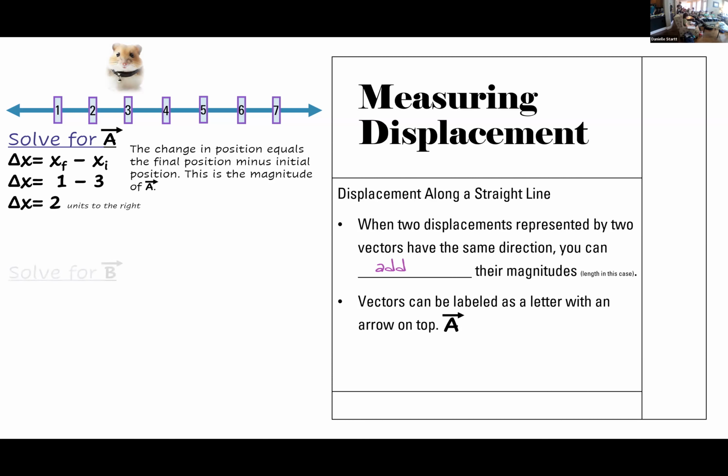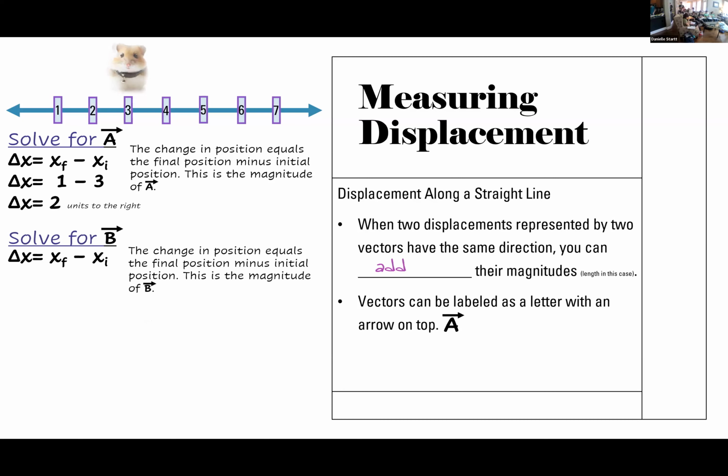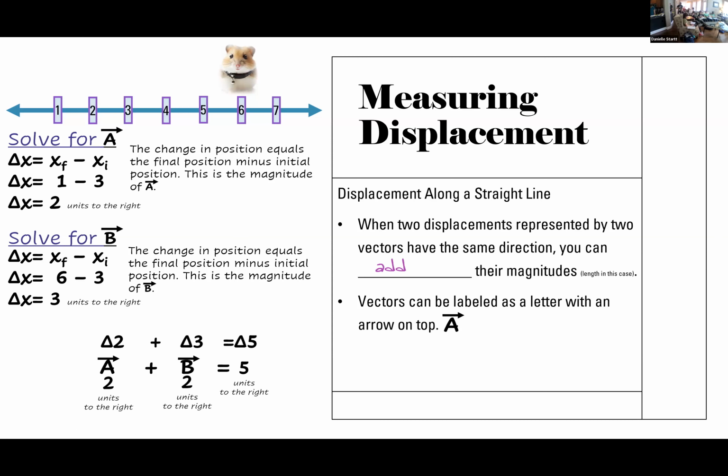Okay. So if we're going to solve for B, again, there he goes. Now we want to do our final minus our initial. Our final was 6. He started at 3. That was our initial. He moved 3. So we can add these together because they were in the same direction. Basically your change of 2 plus a change of 3 is a change of 5. So in this case, he moves 5 units to the right.